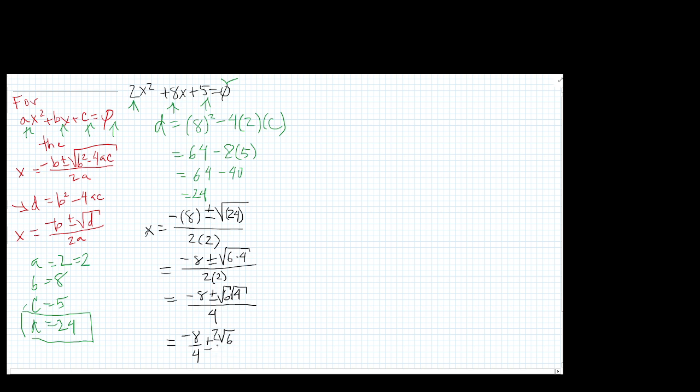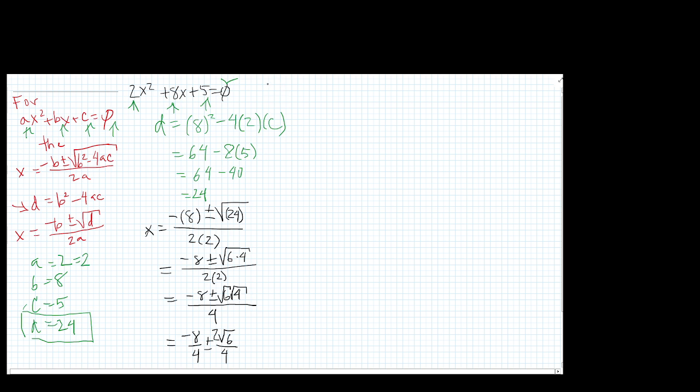And quantity divided by 4. Notice that it's got the same denominator, so if we add this, we get this previous answer. Minus 8 plus or minus 2 square root of 6. Okay, so let's write out our solution set now.